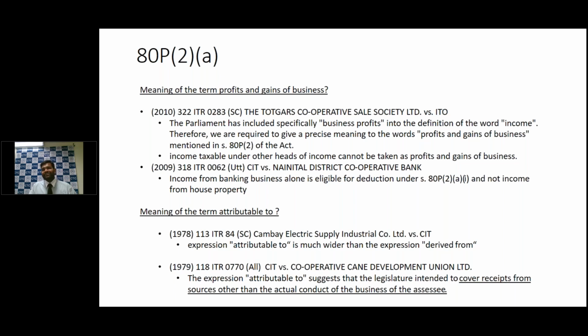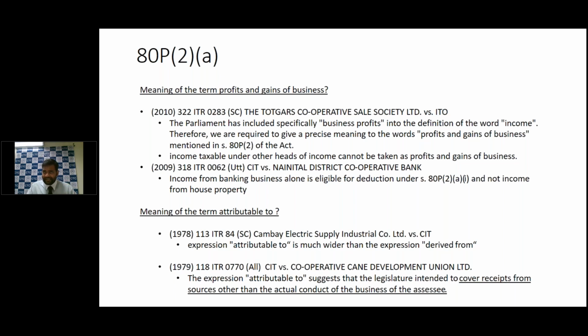Therefore, attributable to is something which is more than derived from, something which is more than a first degree nexus. The Allahabad High Court in the case of Cooperative Cane Development Union, 118 ITR 770, held that the expression attributable to suggests that the legislature intended to cover receipts from sources other than the actual conduct of the business of the society. This is very important. If we see both the case laws together, then we can come to a conclusion that any income attributable to the activity specified in 80P(2)(a) can be taken as deduction, though it may not necessarily be derived from the activity specified in section 80P(2). For example, the term used under section 80P(2)(a)(i) is banking business.